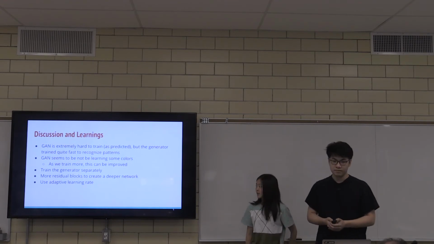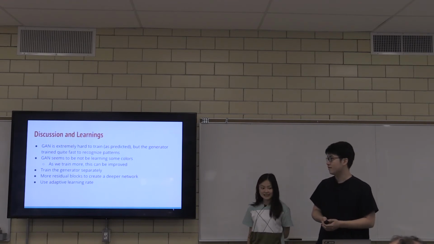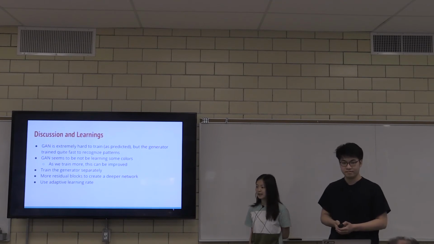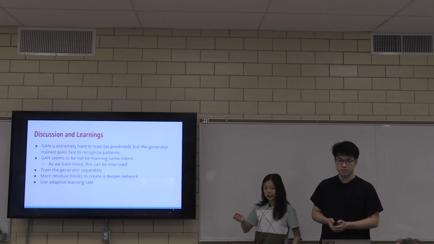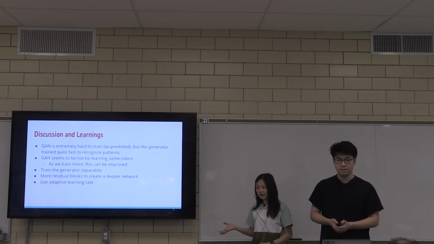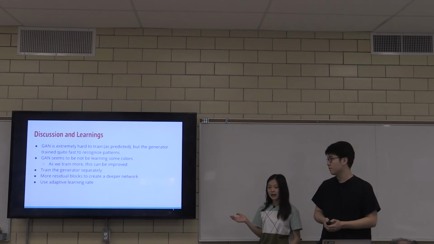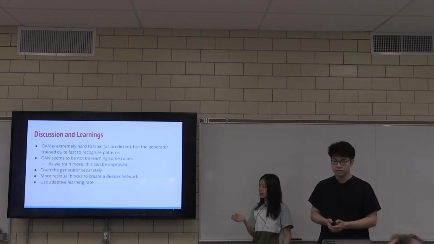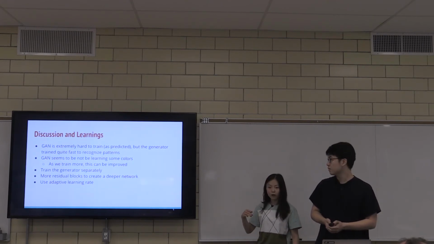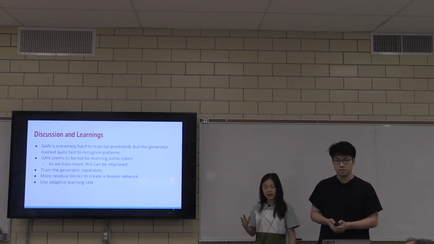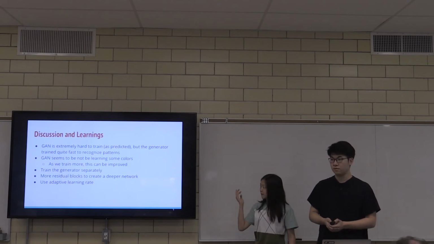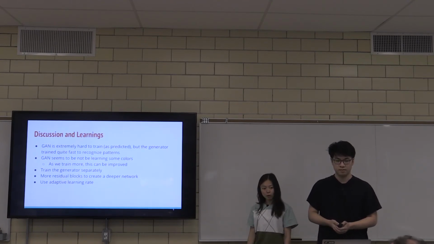And then at the end, we learned that indeed GANs are hard to train, especially because at first the generator does not know what to generate. So next time we could either train the generator separately, as we discussed earlier, and also increase the number of residual blocks in the generator so that we could create a deeper network to train. And as you could have seen before, the GAN seemed like it was not learning the colors as we wished, but this can be improved by training it more.